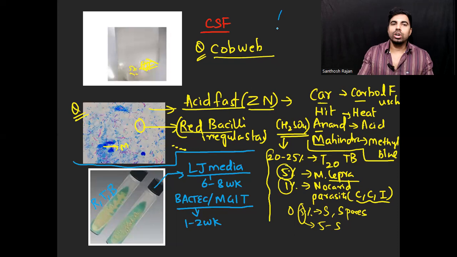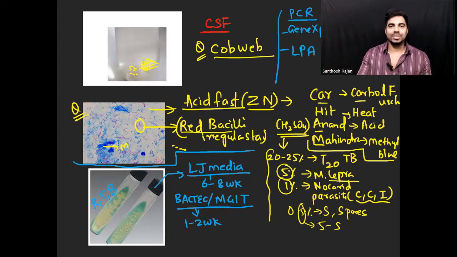Apart from that, for TB, when you talk about the molecular methods, we have PCRs. One is called GeneXpert, and we have line probe assay. These are very popular these days, but please remember these are the other tests. GeneXpert and LPA.